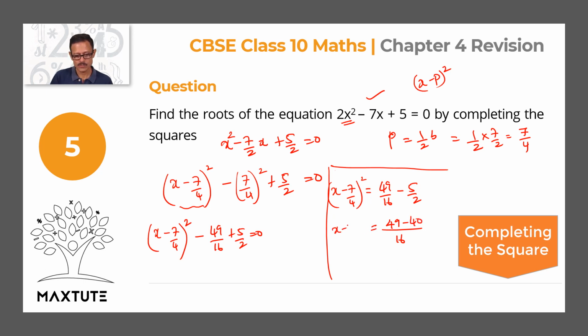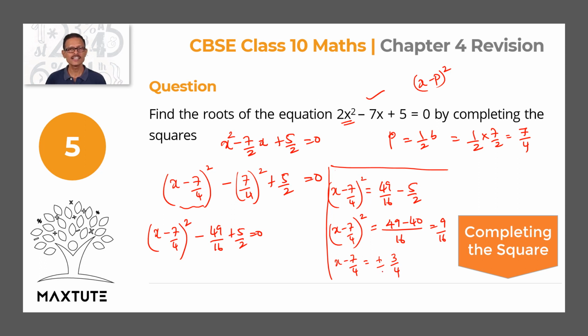This is equal to (x minus 7 by 4) the whole square. 49 minus 40 is equal to 9. 9 by 16 is what we have at the right hand side. Take square root. If we take square root, this is going to be x minus 7 by 4 is equal to plus or minus 3 by 4. We'll solve for x in a subsequent slide, but this is the process of completing the square.